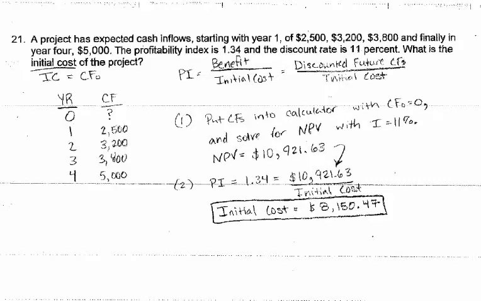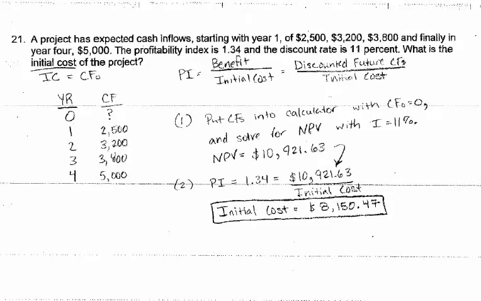Now, if you take a look here, you're going to see that I have a definition for the profitability index. From your lecture, if you remember, that's really just your profit over your cost, or your benefit over your initial cost. So what you're going to want to do is find the discounted future cash flows. What you could do here is use your calculator and put the cash flows for years 1, 2, 3, and 4 into your calculator, and then solve for NPV with I equal to 11%, which is the discount rate.